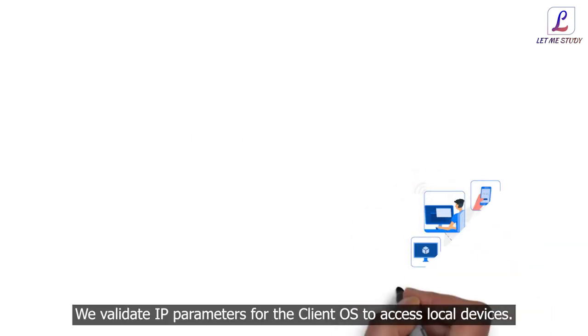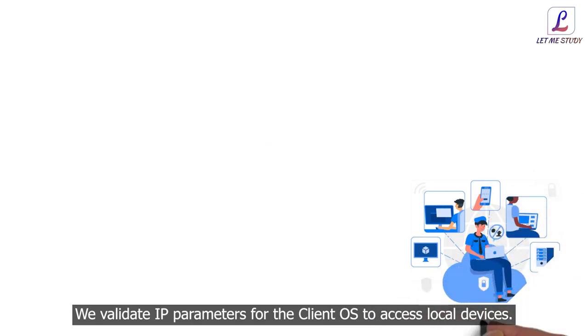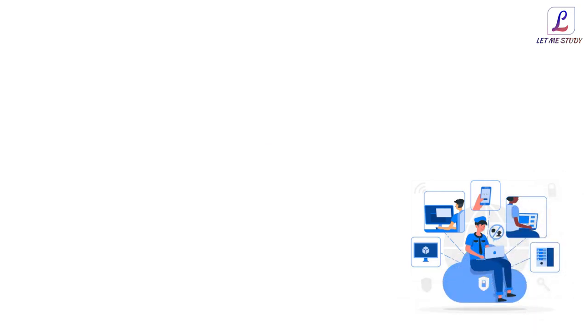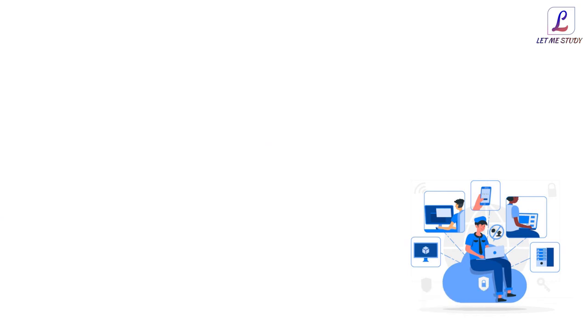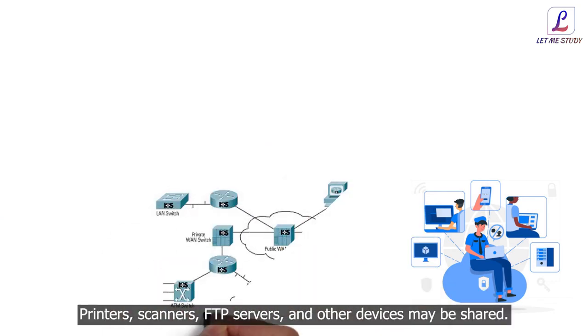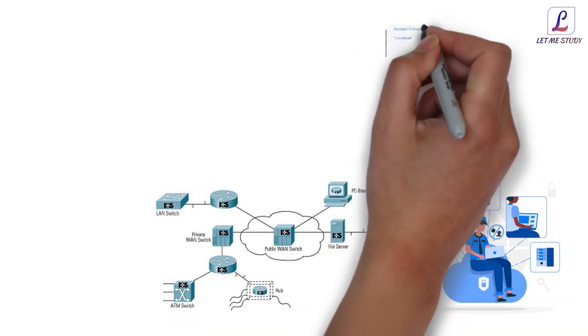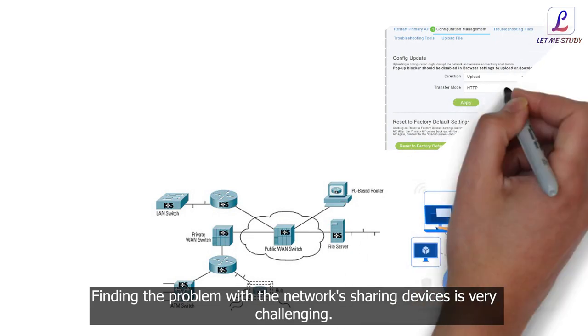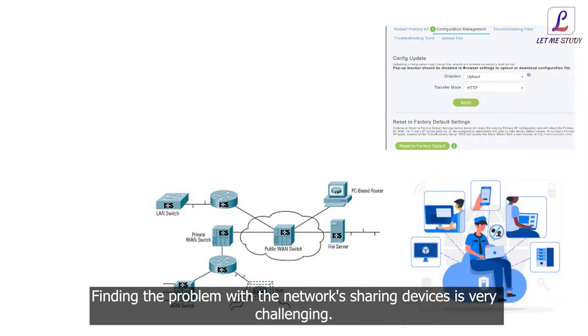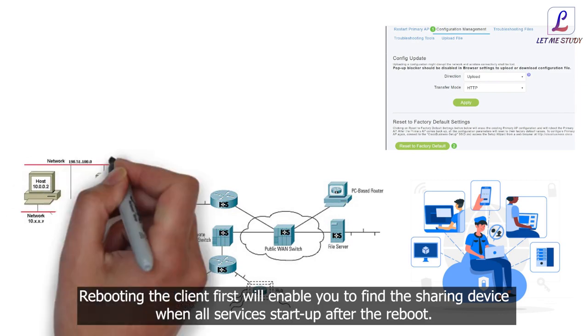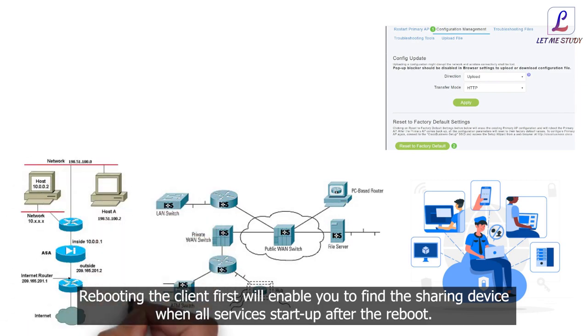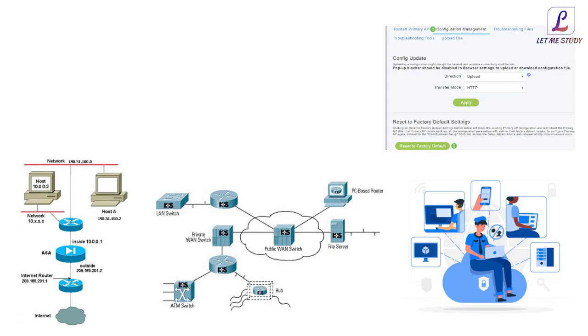We validate IP parameters for the client OS to assess local devices. A client encounters the sharing issue in the network quite frequently. Printers, scanners, FTP servers, and other devices may be shared. Finding the problem with the network's sharing devices is very challenging. Rebooting the client first will enable you to find the sharing device when all services start up after the reboot.